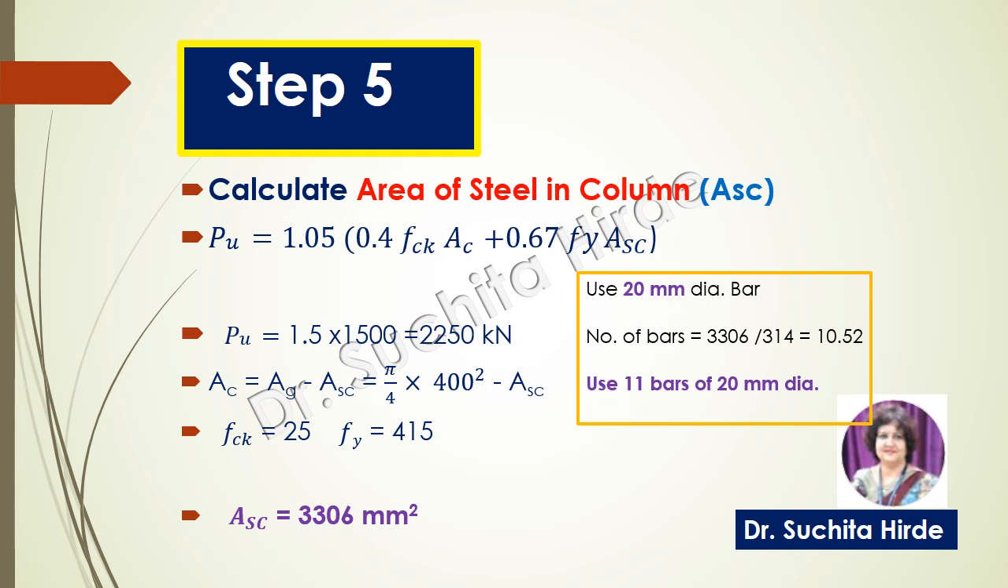So using 20 millimeter diameter bar, number of bars is equal to ASC, which is 3306, divided by area of one bar, which is 314. So we get 10.52. So we will round up this to 11. So we will use 11 bars of 20 millimeter diameter.